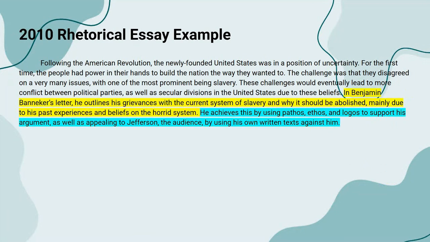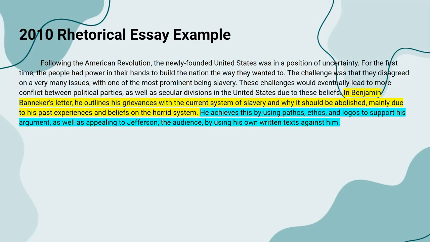Here are the 2 pieces that I want to highlight, but we're first going to talk about the non-highlighted portion. The non-highlighted portion is what many people call the contextualization, or the lead up to your essay. Here I am framing what's going on at the time. I'm explaining that following the American Revolution, the United States was in a position of uncertainty. They were trying to figure out how to solve certain problems like slavery, and that led to Benjamin Banneker writing his letter.